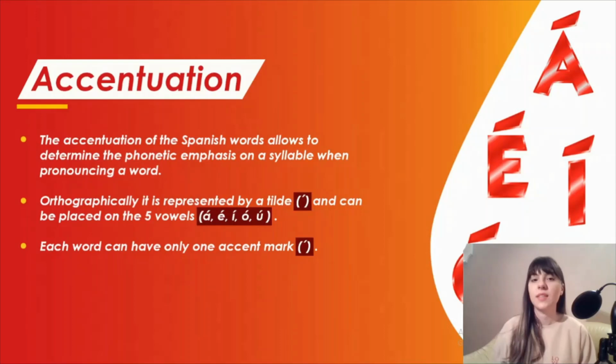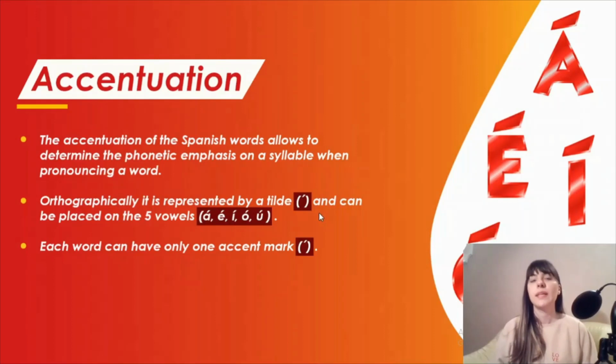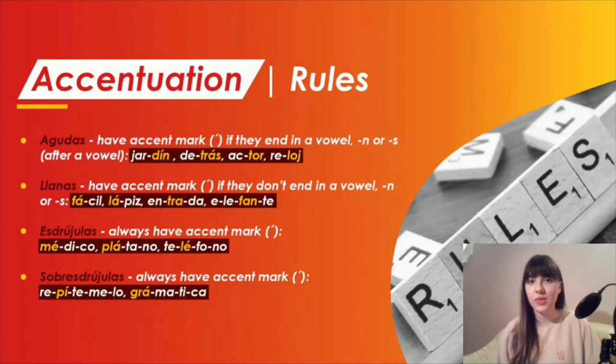Orthographically, it is represented by the accent mark or tilde in Spanish, which is this one here, and this is the only one that exists in Spanish. It can be placed only on the vowels, so on the five vowels a, e, i, o, and u, and each word can have only one accent mark. Let's see now the rules of accentuation in Spanish.